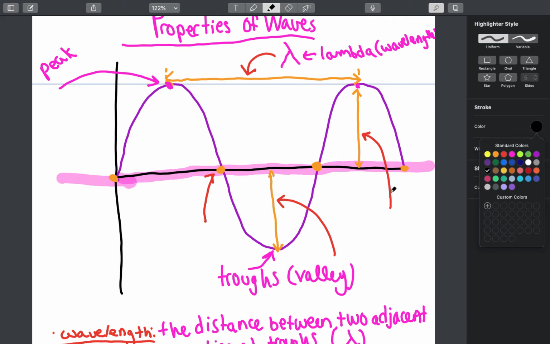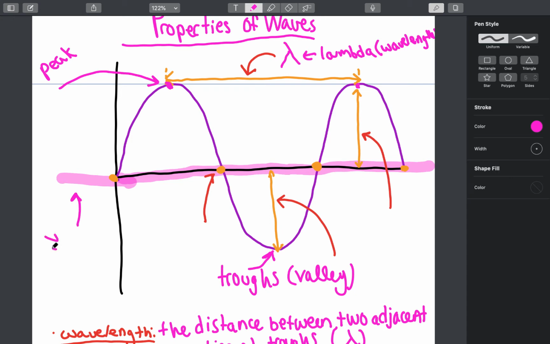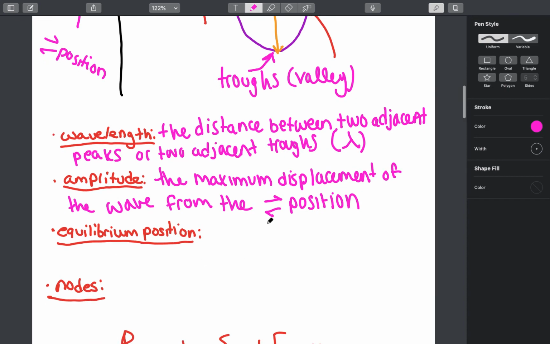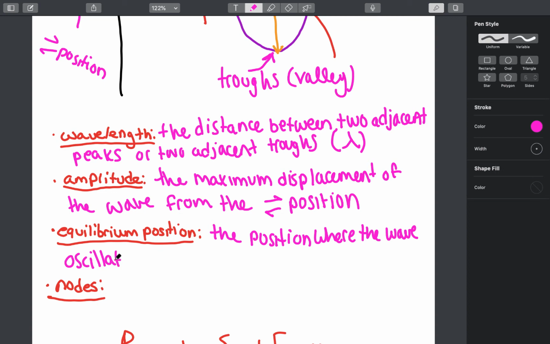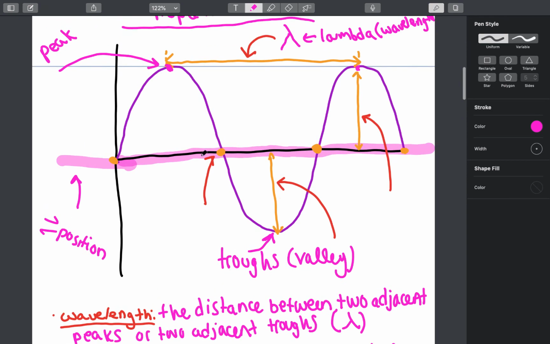So the equilibrium position, actually I want the pen, so let's get the pen. So this pink line is the equilibrium position. So what is the equilibrium position? The equilibrium position is the position where the wave oscillates around. So you can see that this is the equilibrium position on this figure here, because the wave is oscillating around this black line here.